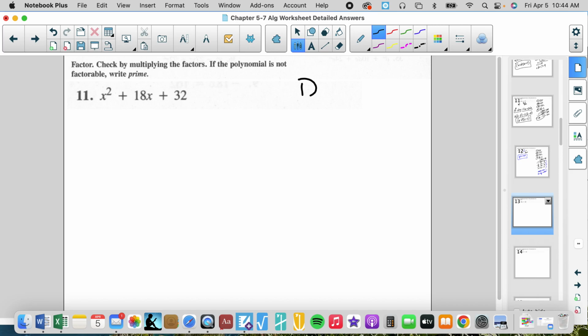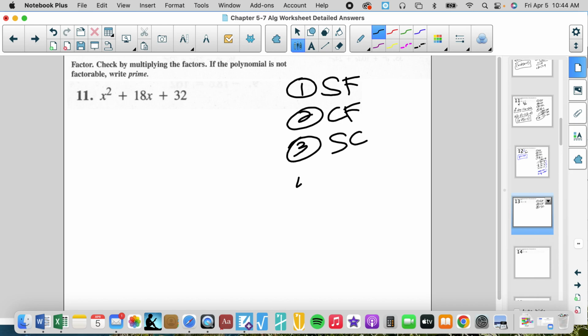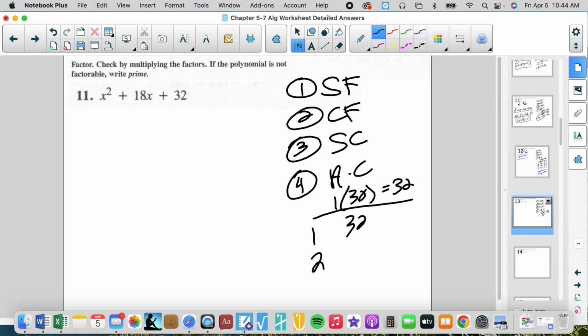Not blue, let's do black. It's in standard form. There is no common factor. It is not a special case. A times C, 1 and 32. We have 1 and 32, 2 and 16, 3 no, 4 and 8, 5 no, 6 no, 7 no, and we're back to 8. Signs are the same, both are positive.